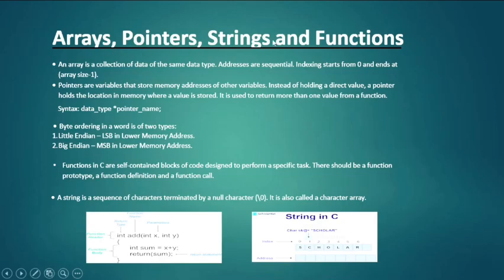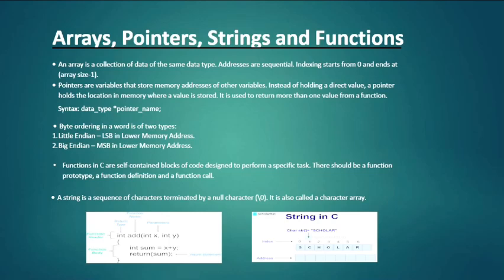Arrays, pointers, string, and functions in C. An array is a collection of data of the same data type. Indexing starts from 0 and not 1. Pointers are variables that store memory addresses of other variables. Instead of holding a direct value, a pointer holds the location in the memory where a value is stored.